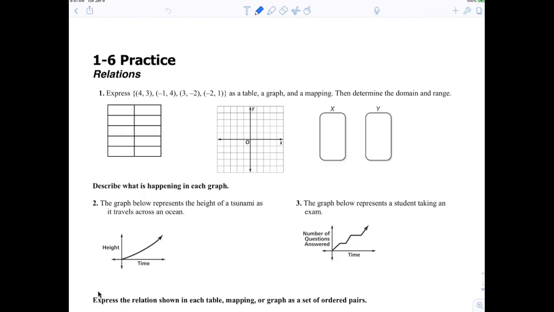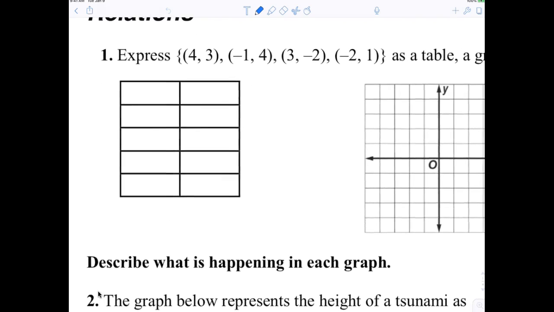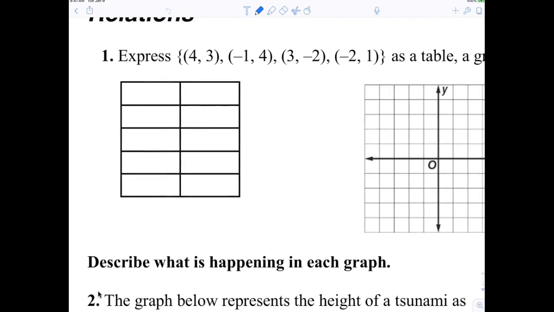All right, so everybody should be able to write number 1. Express as a table. Here's what they mean by expressing it as a table. The first coordinate is the what? X, or the domain. Thank you. The second is the what? Which is also called the range. Then you're just putting it in a table. Some of you are confused about what I said about putting in numerical order. Do I really care in a table about the order? No. But it is 4, 3, -1, 4, 3, -2, -2, 1.